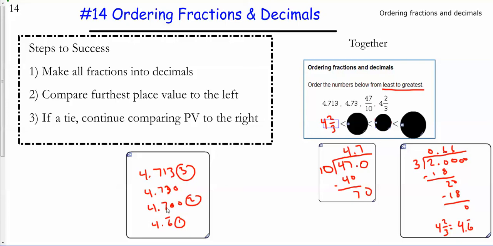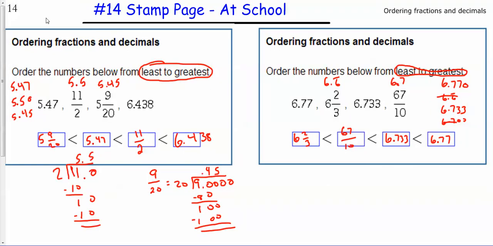700 is the smallest, so 4 and 7 tenths, otherwise known as 47 tenths. Then 713 or 730, well, 4 and 713 thousandths is next. Followed by 4 and 73 hundredths or 730 thousandths. Again, I wrote inside the box what was next. Okay, so this is your page.